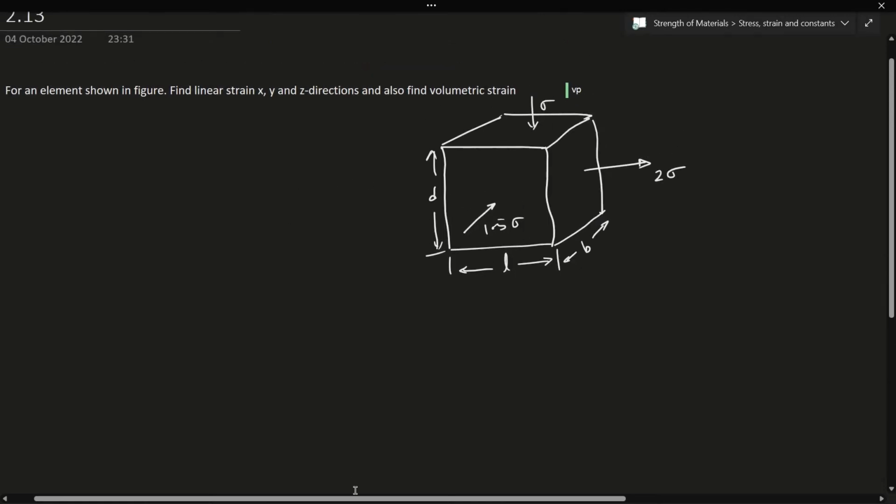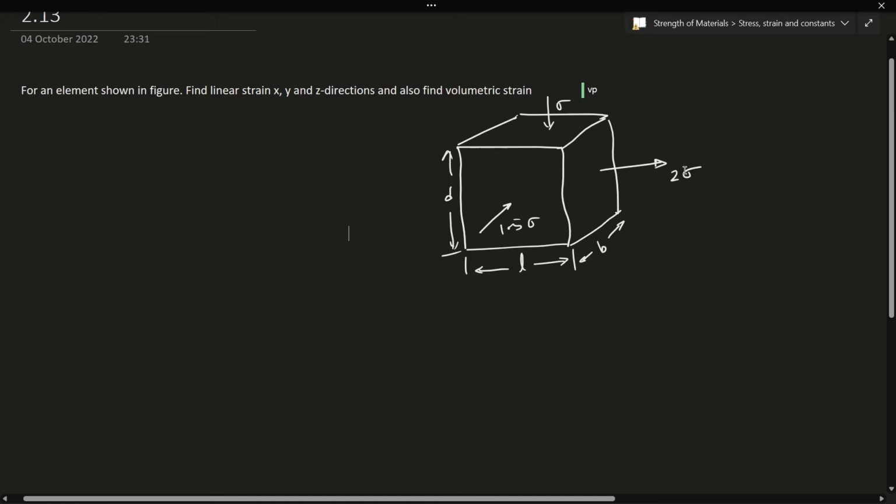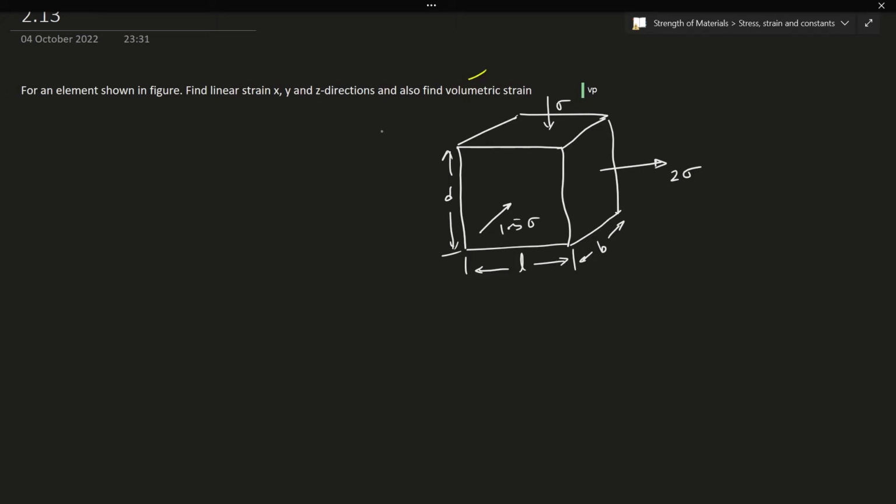Alright, so for the element shown in the figure, find the linear strain in x, y and z direction and also find the volumetric strain. So I'll have to find out epsilon x, epsilon y, epsilon z and epsilon v. Okay, so now just remember the sign convention. In the sign convention, the tension will always be positive and compression will always be negative. So I'll make use of this.